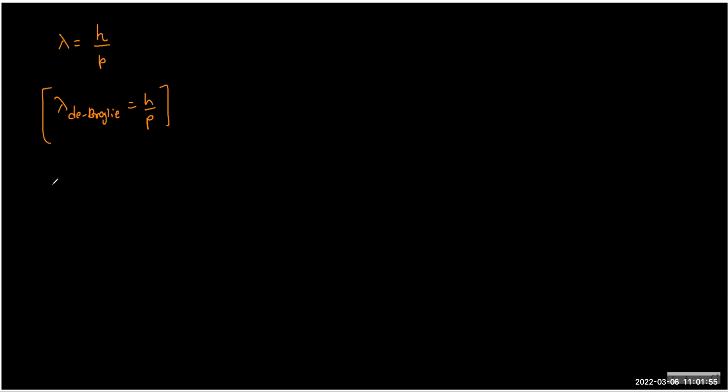So imagine a momentum of 1, like let's say mass is 1 kg and velocity is 1 meter per second. So momentum is 1. In that case, lambda is as good as h. And how small is h? 6.626 into 10 raised to minus 34 joule second. Now can you imagine this wavelength?